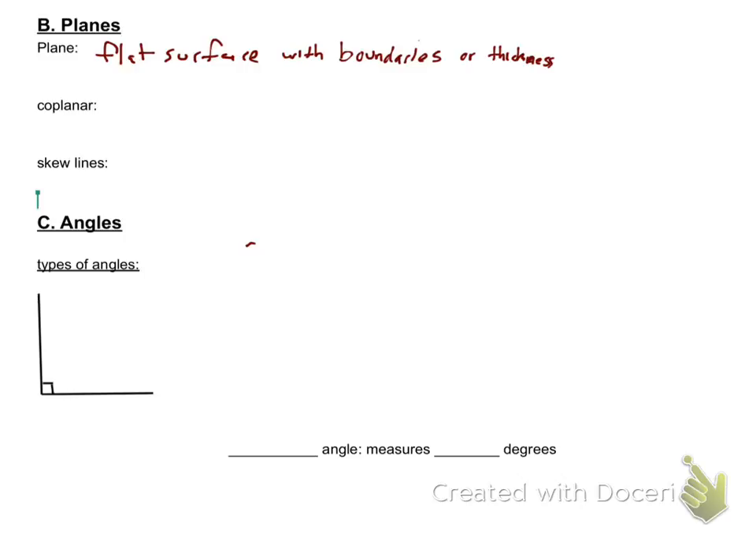So we'll say points or lines, or even geometric figures in the same plane. What does skew lines mean? Skew lines. If something's askew, something's wrong sometimes, right? But skew lines are lines that never meet. They never meet.